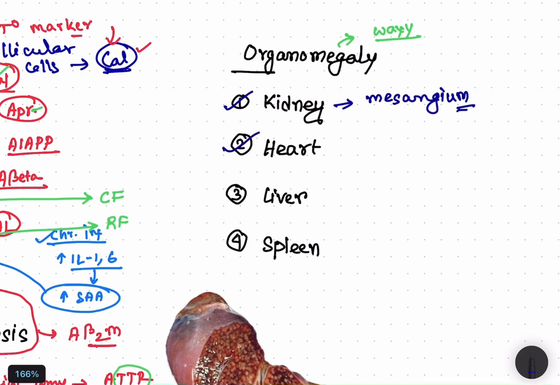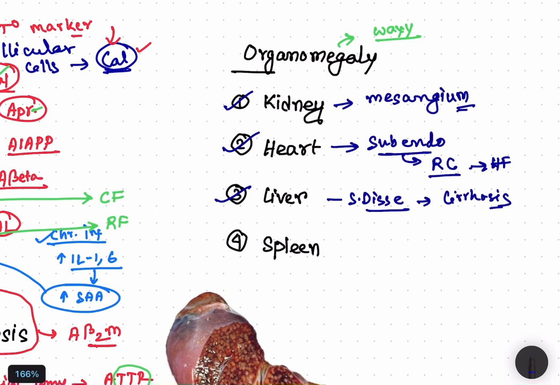Next, the second most common organ involved is the heart, and it is the subendocardium that is involved earliest. That can lead to restriction in the movement, that is restrictive cardiomyopathy, and can lead to arrhythmias also. That is very important. And lastly, it can lead to heart failure. In case of liver, the space of Disse will be involved first, and this involvement can lead to cirrhosis of the liver.